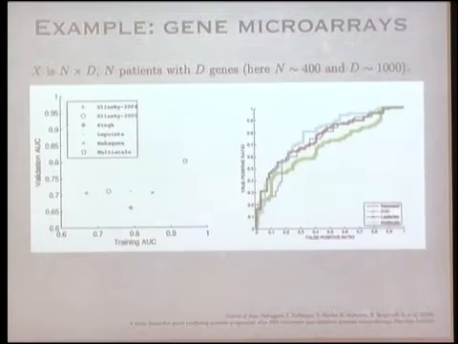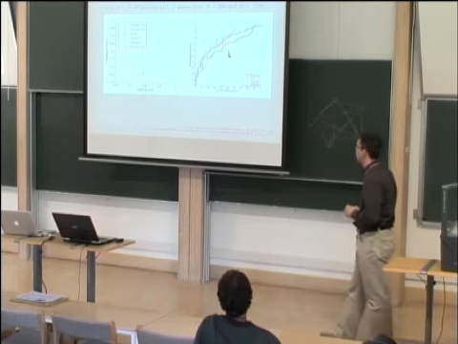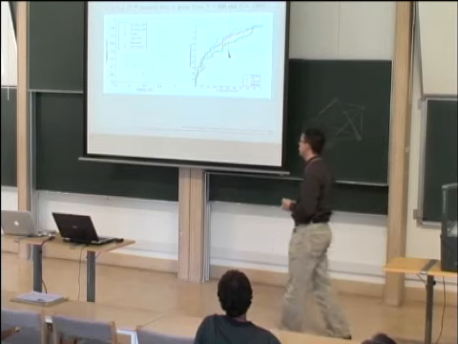And we did the same thing for genes. And we use a standard data set by Nakagawa and others, on which many algorithms have been tried. That's why we picked this data set. It's about prostate cancer and recurrence of prostate cancer.